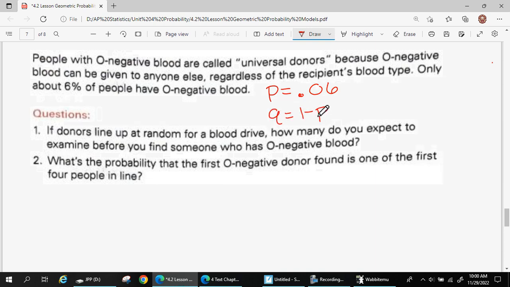We know the probability of O-negative blood, P, my probability of success is 0.06, and that makes Q 1 minus 0.06 to be 0.94. So 6% of people have O-negative. That means 94% of people have not O-negative blood. And so my probability of success is 0.06, probability of failure 0.94.